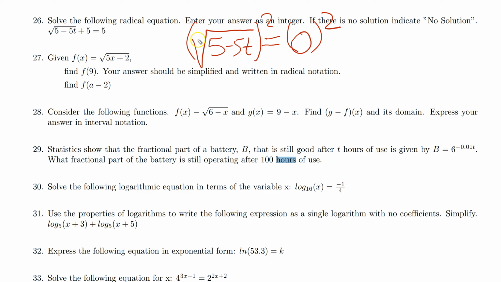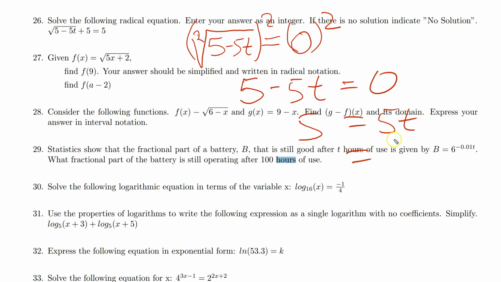So squaring or raising to a power, remember the 2's not written, but if we raise a power to that index number, it just becomes the radicand. And then transposing that, it's 5t equals 5. So t is going to equal 1. So if we put a 1 there, we get the square root of 0 plus 5 equals 5, and that checks out. So in this case, t is 1.